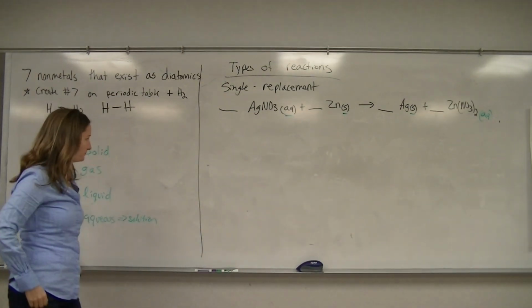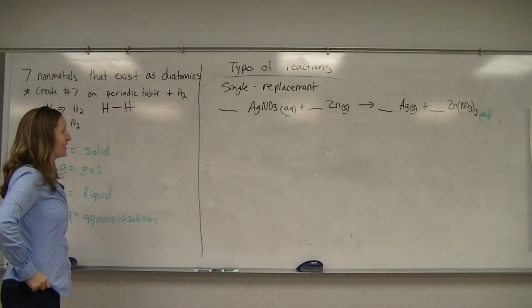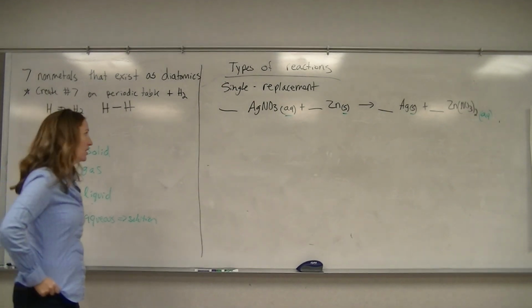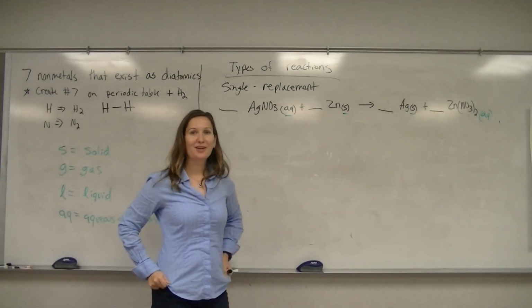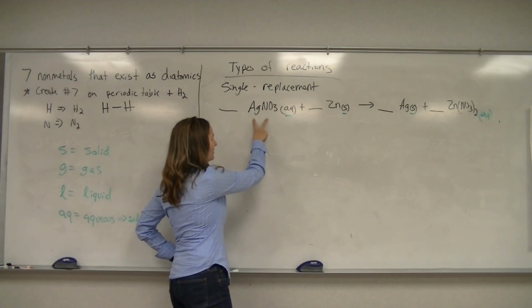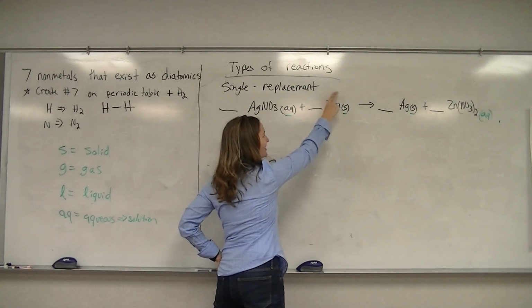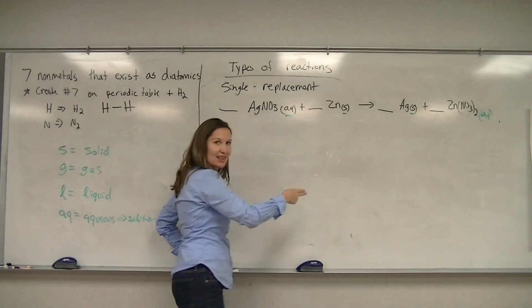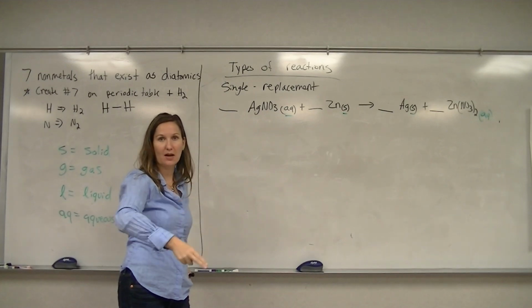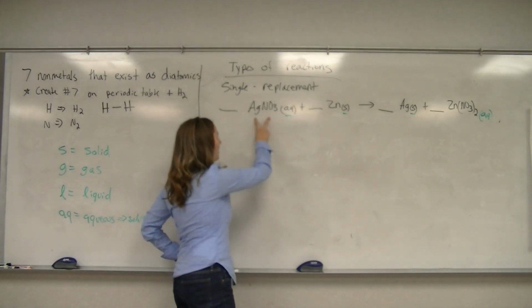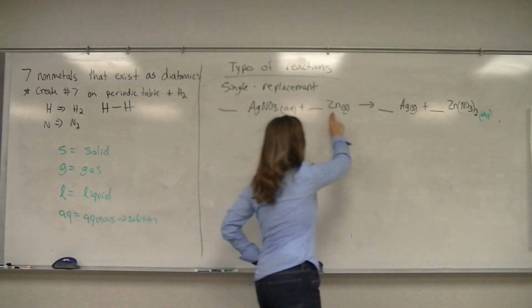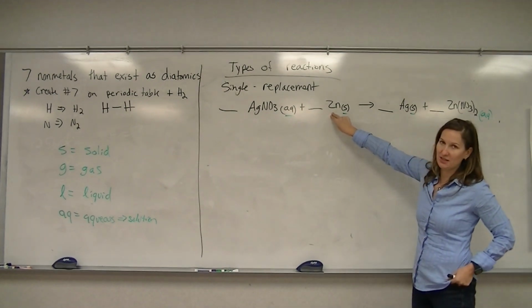All right, so how do I tell it's a single replacement reaction? With single replacement, you always have a compound, so 2 or more elements combined form a compound, reacting with an element. So this is an element by itself. It's not attached to anything else. It's zinc, pure metal. Okay? So I have a compound, 2 or more elements combined, reacting with an element by itself.